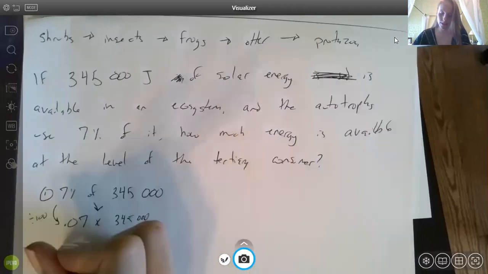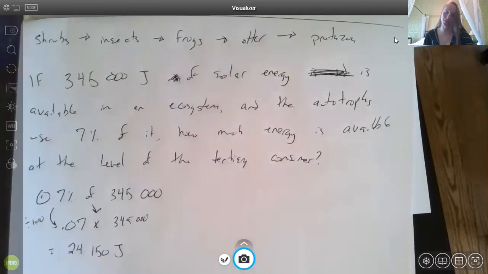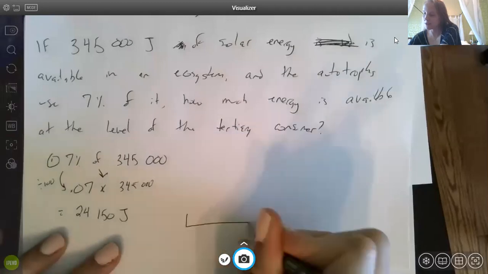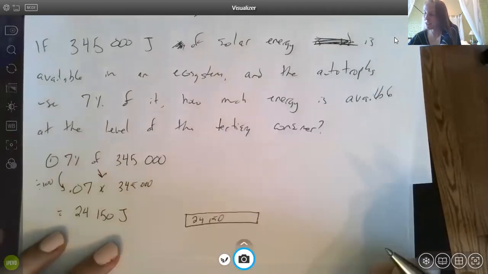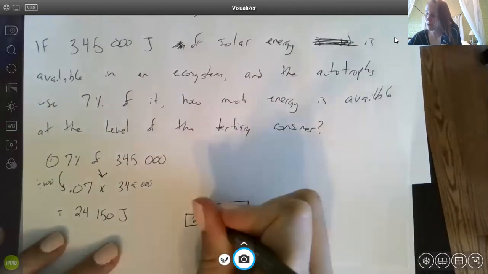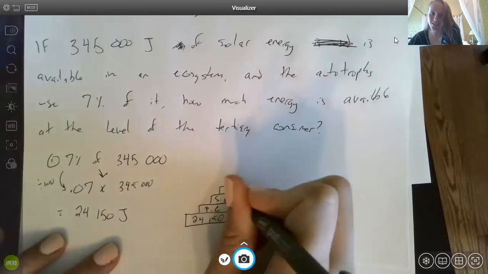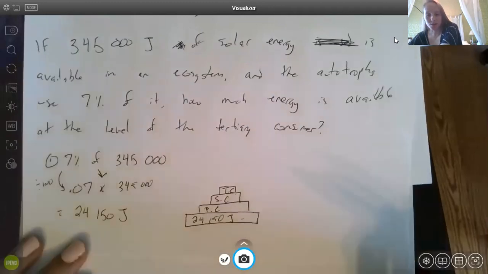And we get 24,150 joules. That is how much is actually available in our autotroph level. The next thing you might want to do, and it's entirely up to you, is draw out a pyramid of energy. So in this case, I would have my autotrophs, which I now know have that 24,150 joules of energy. Then I'm going to have my primary consumer, and then my secondary consumer, and then my tertiary consumer. And of course, this is my autotrophs here.